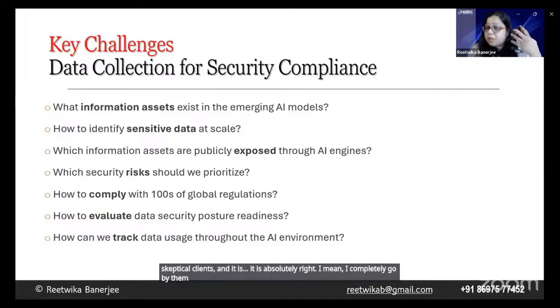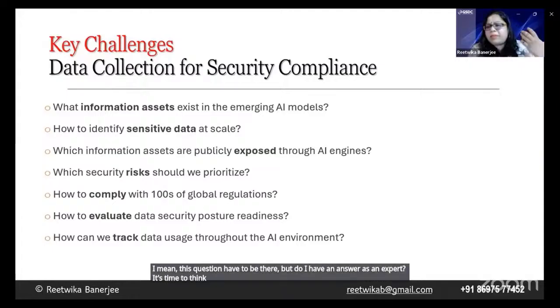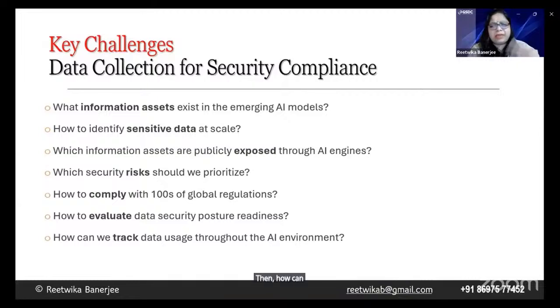Yes, these are the questions. These are the skeptical ones. This question has to be there. But do I have an answer as an expert? It's time to think. Then how can you track the data which is being exposed through the AI environment?